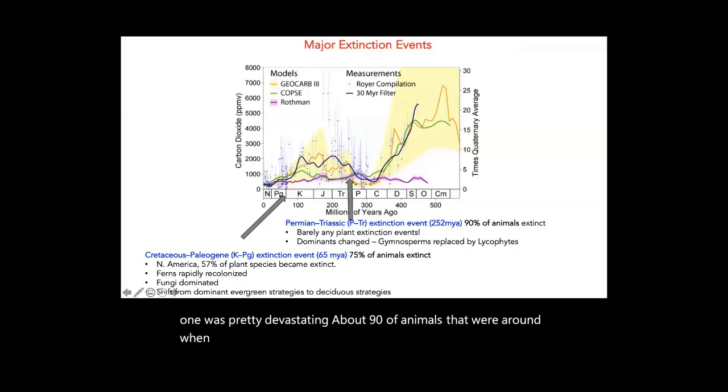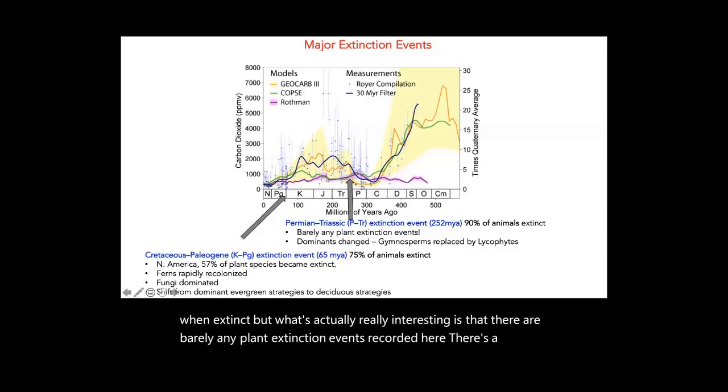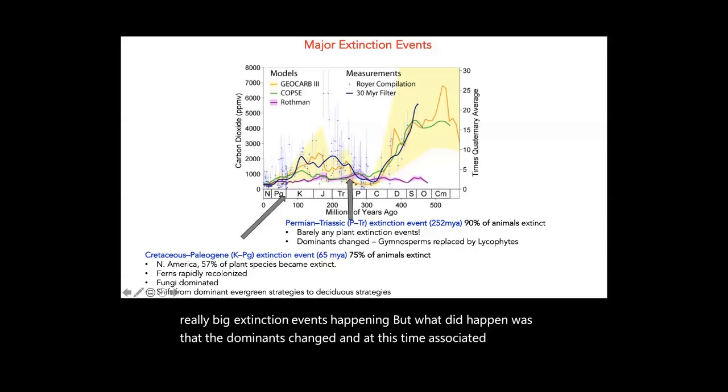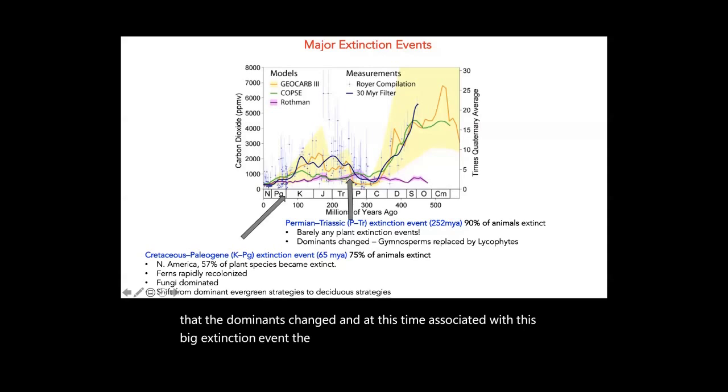But what's actually really interesting is that there are barely any plant extinction events recorded here. There's a good likelihood that a lot of plants were killed, but in terms of the species and our fossil evidence, we don't see really big extinction events happening. But what did happen was that the dominance changed. At this time, associated with this big extinction event, the gymnosperms replaced the lycopods in terms of the dominant taxa. That seems to maybe have been associated with this big external disturbance event.